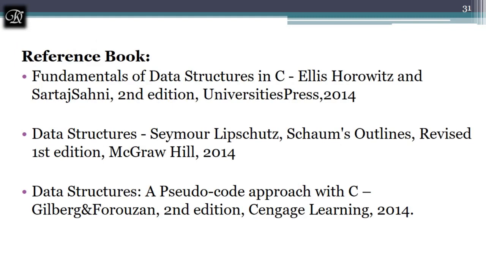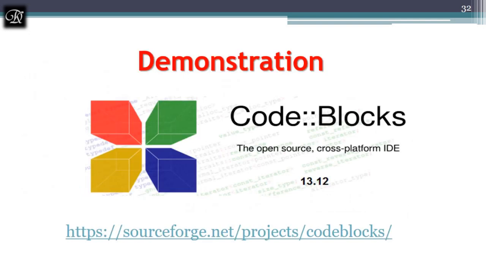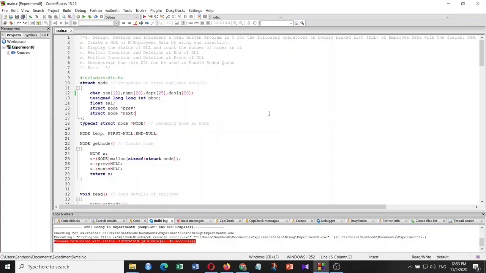These are all the references which are used for explaining this experiment. Let's see the demonstration using the code block. Let's see the demonstration of the doubly linked list program. This program implements all the features provided in the question.